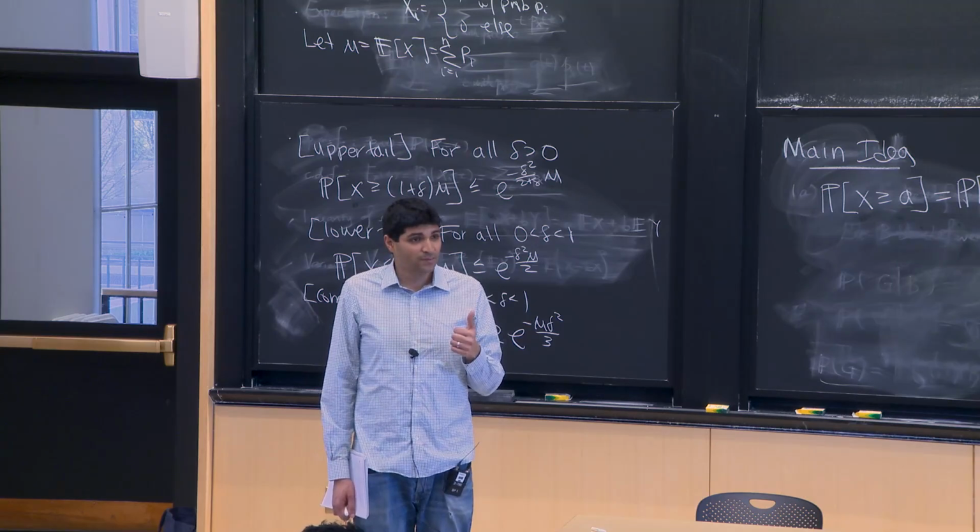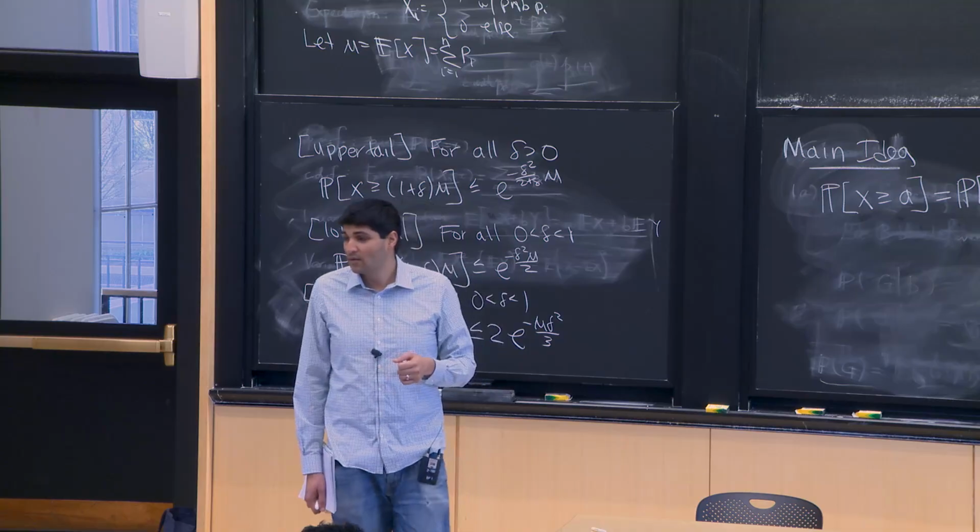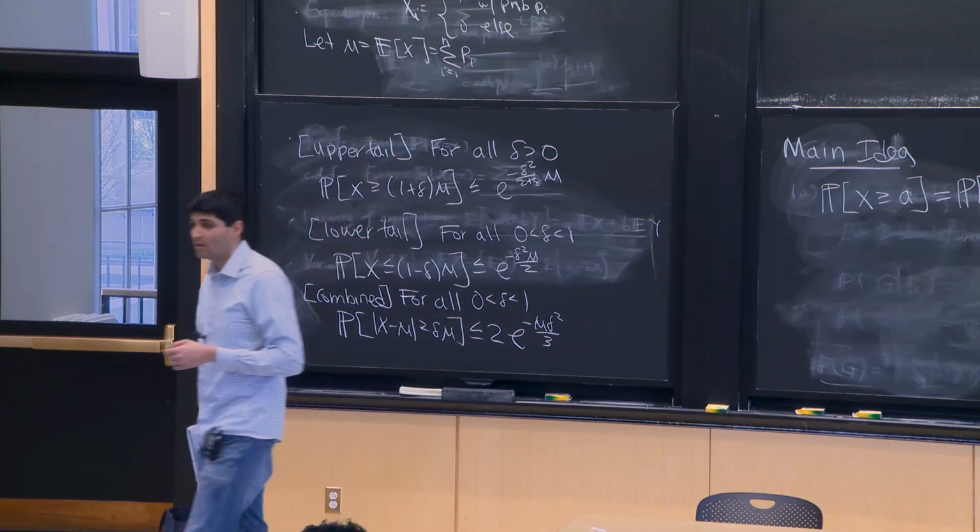This is fine? Yeah? Why doesn't b need to be strictly greater than 0?